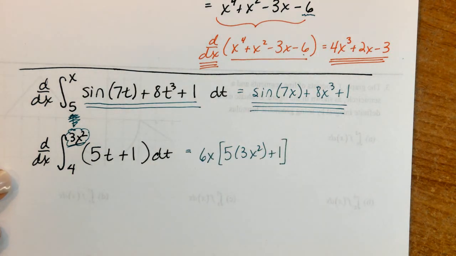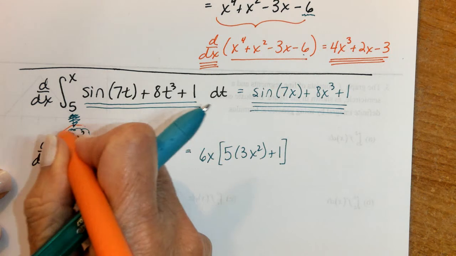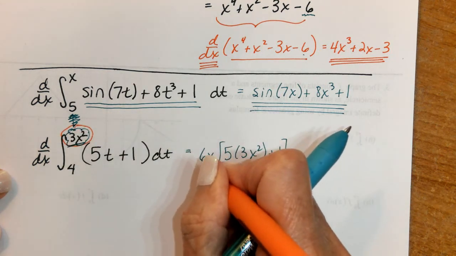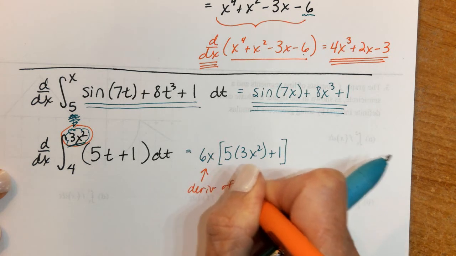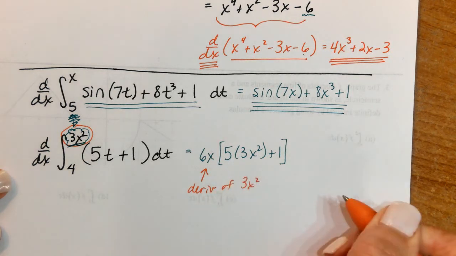Okay? That's going to be my answer. I could distribute that and make it look a little prettier, but that's it. Okay? So, when this is not just a plain x, remember you need a little chain rule. So this is the derivative of 3x squared.